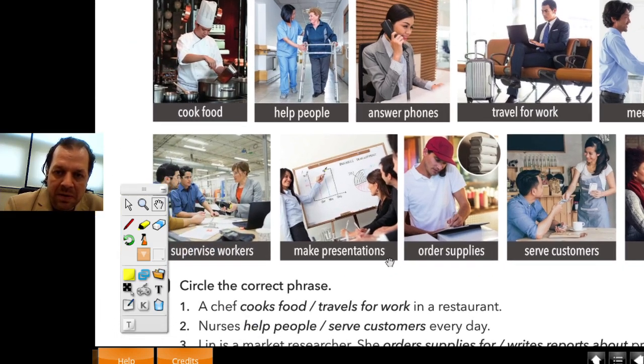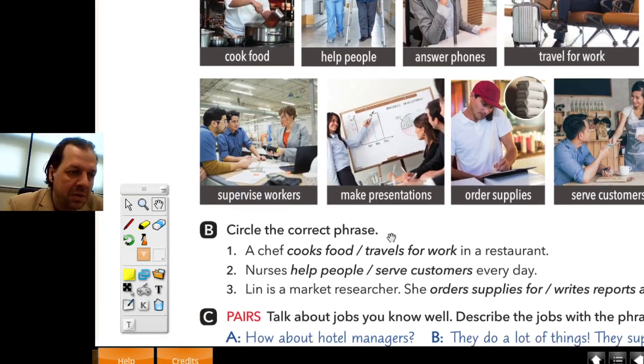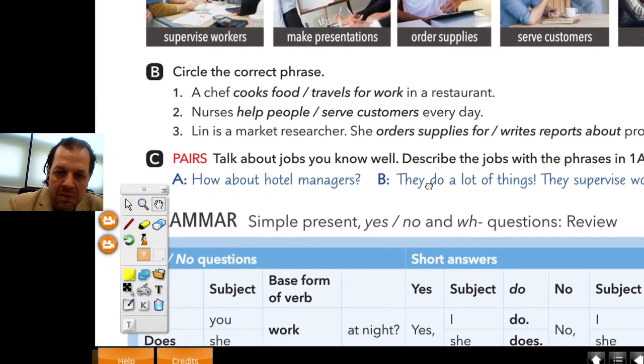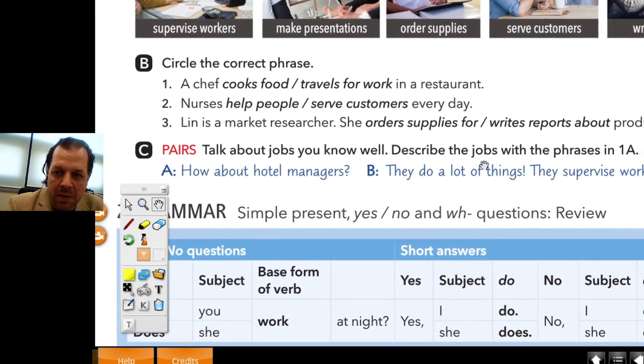Okay, those are a few activities that different people with different jobs might be doing. Circle the correct phrase. What is correct here? What does a chef do as an activity? Nurses and market researcher. Then tell me about jobs that you know well.